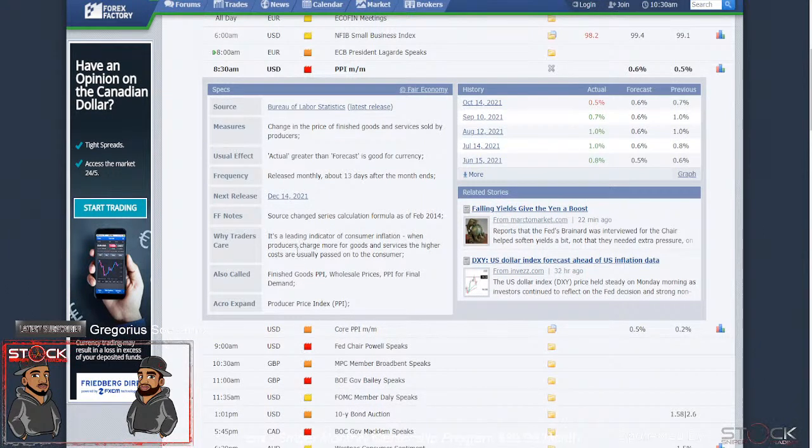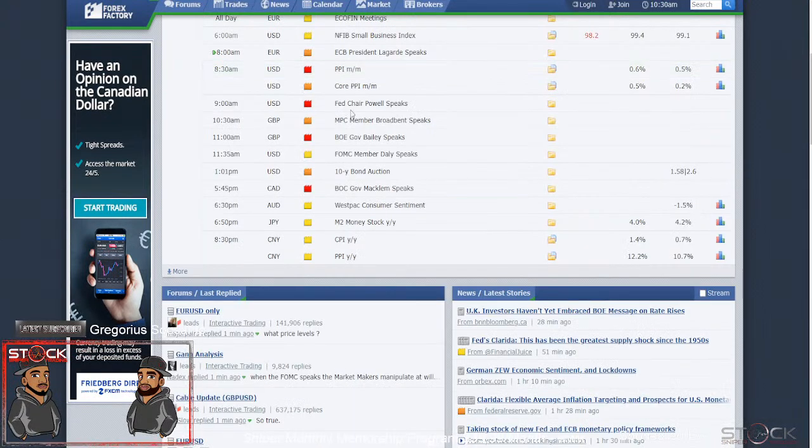So this folder is a leading indicator of consumer inflation. When producers charge more for goods and services, the higher costs are usually passed on to the consumer, also known as PPI, Consumer Price Index. Okay, Producer Price Index. Remember that.